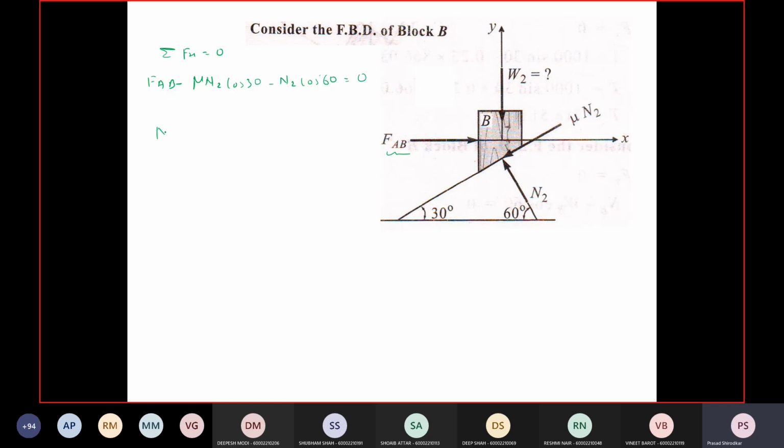So this will give you the value of N2, and next, summation Fy is equal to 0. So N2 sin 60 minus mu N2 sin 30 minus W2 is equal to 0. Get W2.